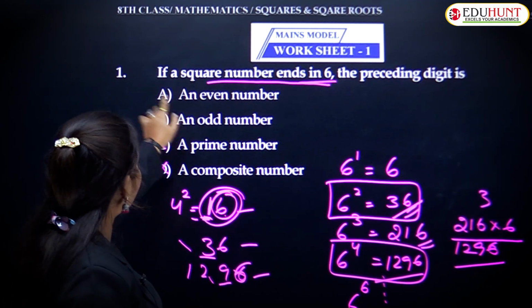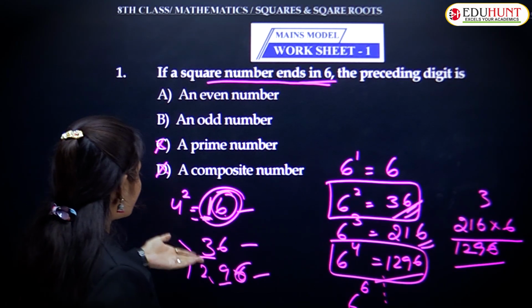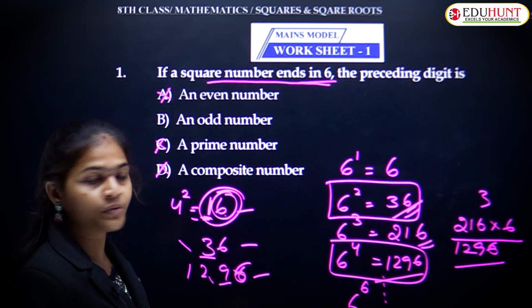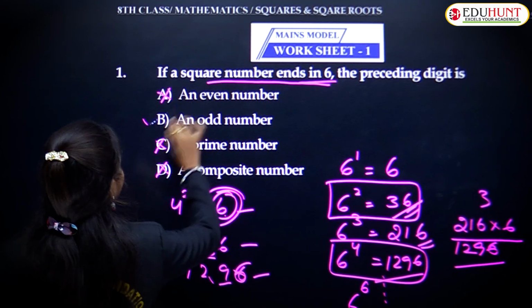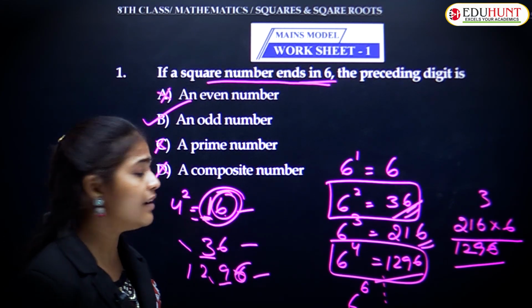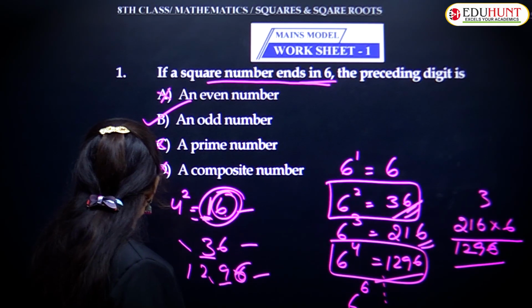Next, the first one, even number and odd number. These are not even numbers, so we can delete that first option also. So which one is correct here? An odd number. Understand which one is correct? An odd number. So this is the first question.